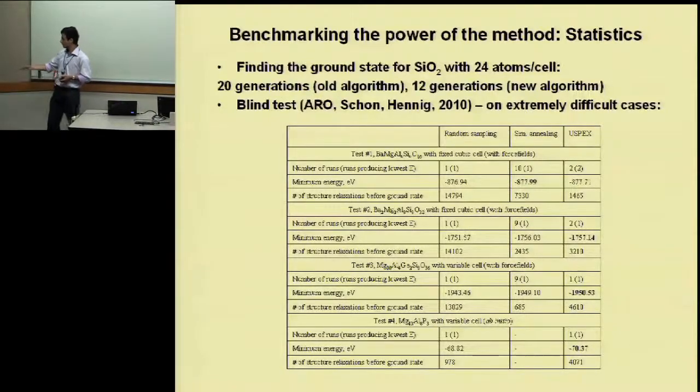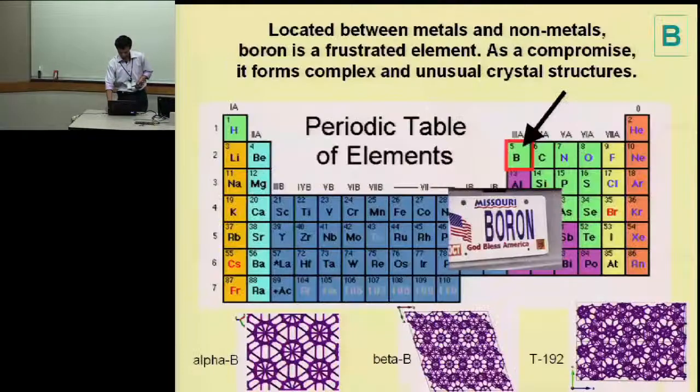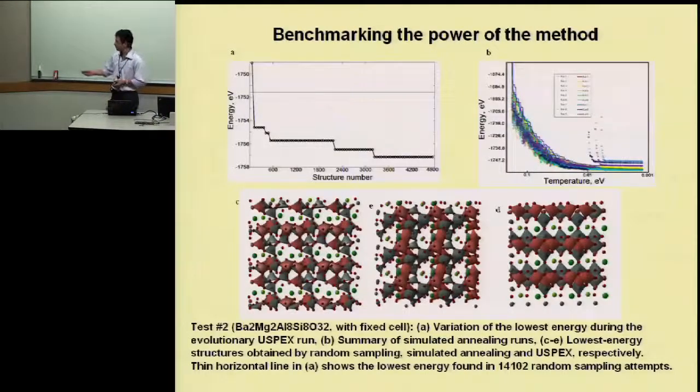Random sampling lost to all other methods in all 4 tests. So as I mentioned to you before, simulated annealing, to my great surprise, won in 1 of the tests. And in 3 tests, we won. And the effort associated with our method was several times smaller than with random sampling or with simulated annealing. So I think it just shows you that we are on the right track. Okay, here is just an illustration of how the energy evolves in an evolutionary simulation and in simulated annealing.